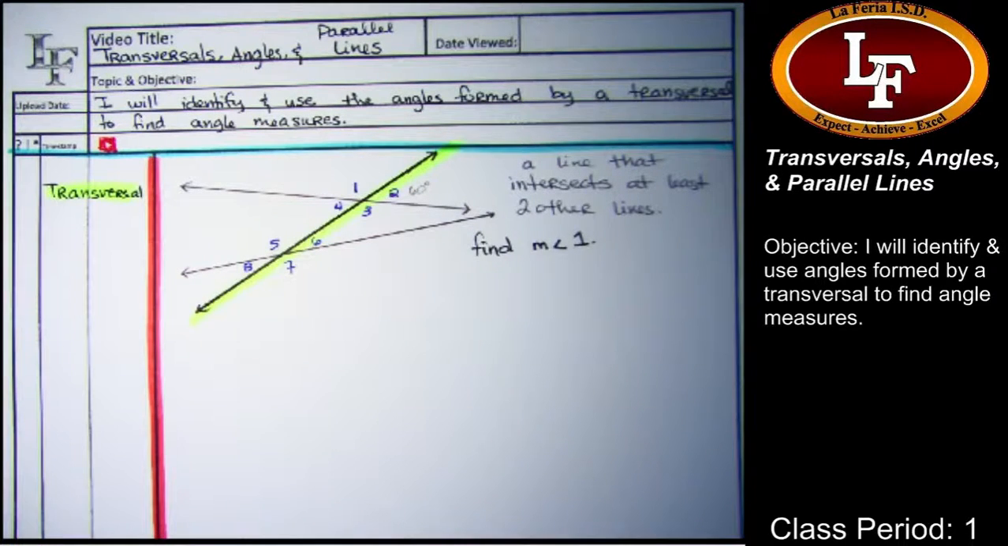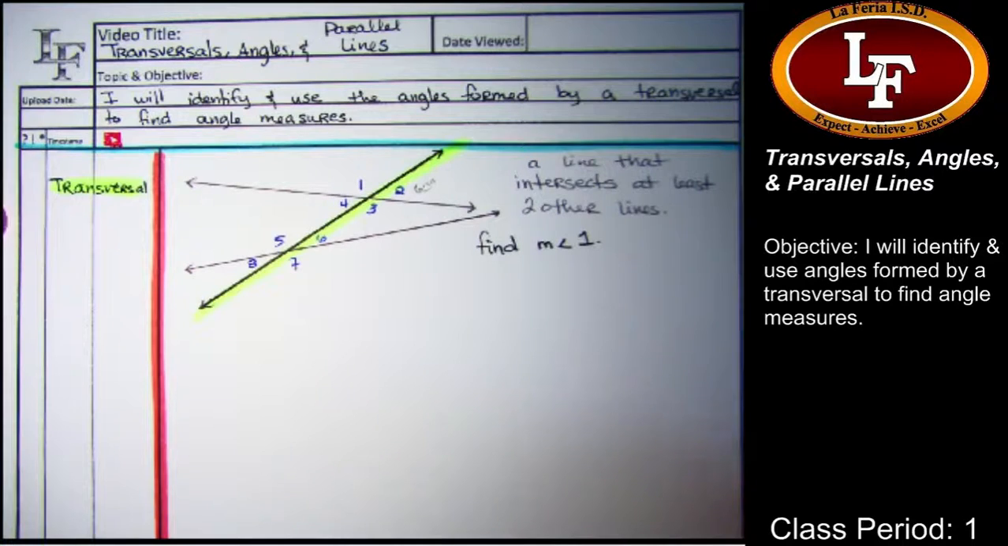Since angle 1 and 2 are supplementary angles, you can subtract 60 from 180, and it gives you the measure of angle 1, which equals 120. That is an obtuse angle, so that makes sense. Thank you very much. It's 120 degrees. I don't think I could have said it better.